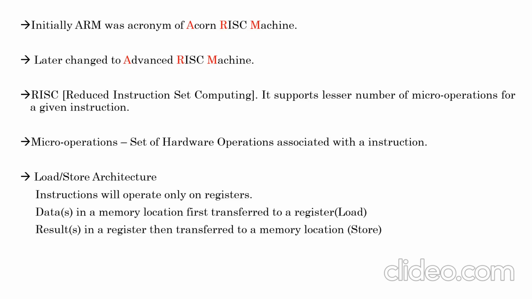Next, it majorly supports load and store architecture. Load and store architecture means the data processing instructions will predominantly act only upon register data. Any data present in a memory location will first be transferred to a register. Operations will be performed on the contents of the register by the arithmetic and logic unit. The result will be generated by the arithmetic and logic unit, stored again in one of the registers, and from the register it will be transferred to a memory location. This is called load store architecture. Load means transfer data from a memory location to a register. Store means transfer data from a register to a memory location.